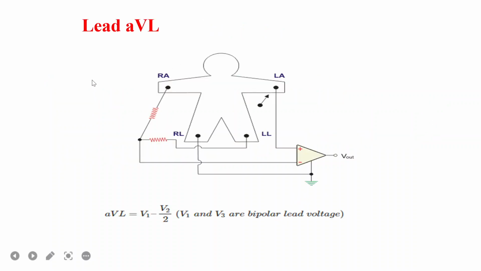Similarly, AVL, augmented voltage left. The left arm will be connected to the positive terminal, and the other two terminals, RA and LL, will be connected through high value resistance, and the center point will be connected to the negative terminal. RL is reference. Here the output is AVL. AVL is nothing but V1 minus V2 by 2. Here we are going to consider these two voltages, V1 and V2 by 2. Again the same large value of resistance we are going to use, and the center point we are considering.